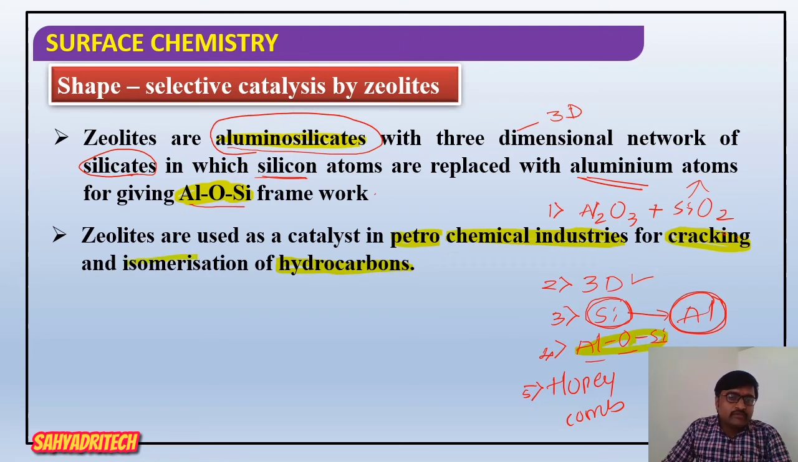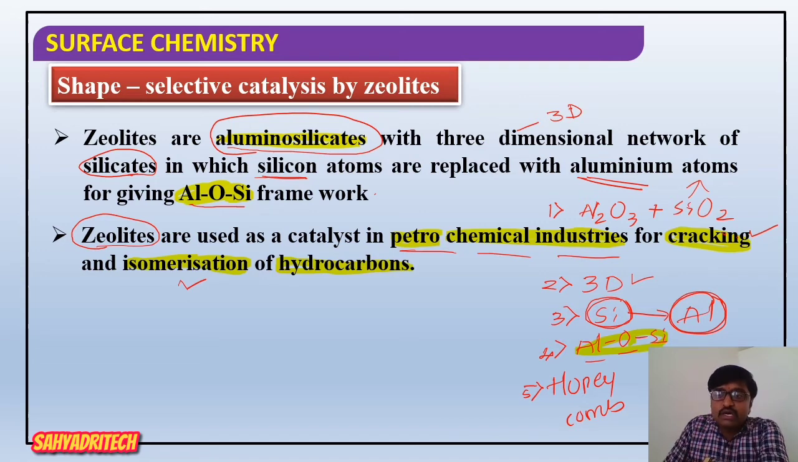And one important phenomenon is isomerization. In isomerization, one form of hydrocarbon is converted into another form. We have different types of isomers. Commonly, we consider cis-trans isomers. To convert one form into another, these zeolites are used. So zeolites are basically used as a catalyst in petrochemical industries for cracking and even for isomerization of hydrocarbons.